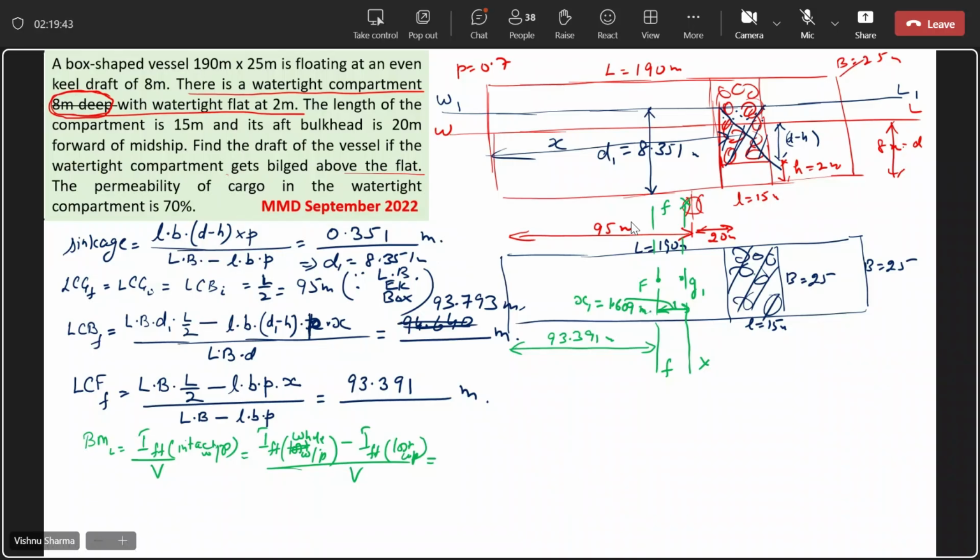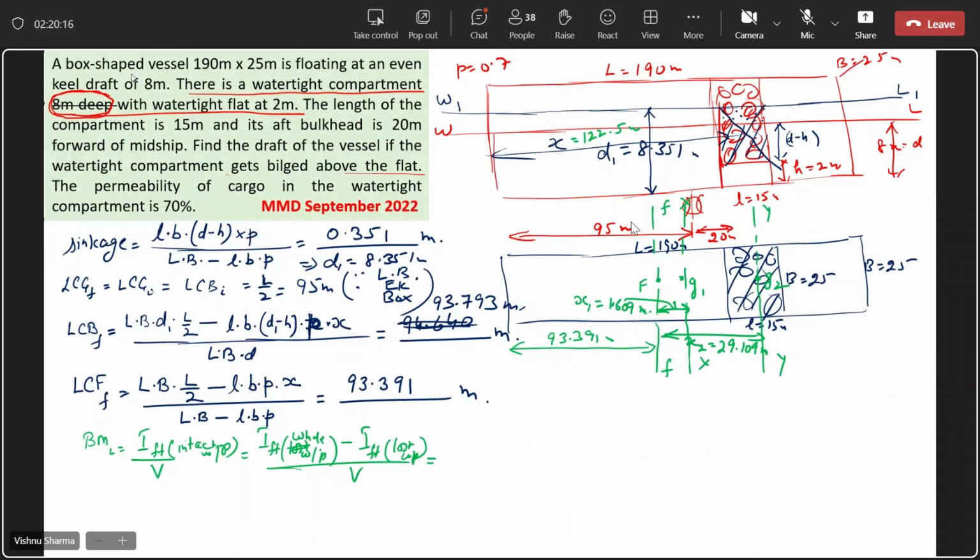Likewise, we'll mark the geometric center of the lost water plane, draw an athwartship axis through it, YY, and we'll mark this distance as X2. Now, what is X equal to? This is 95 plus 20, 115, 115 plus 7.5. X is 122.5 meters. X2 is 29.109. Is it right, guys? Right, sir.